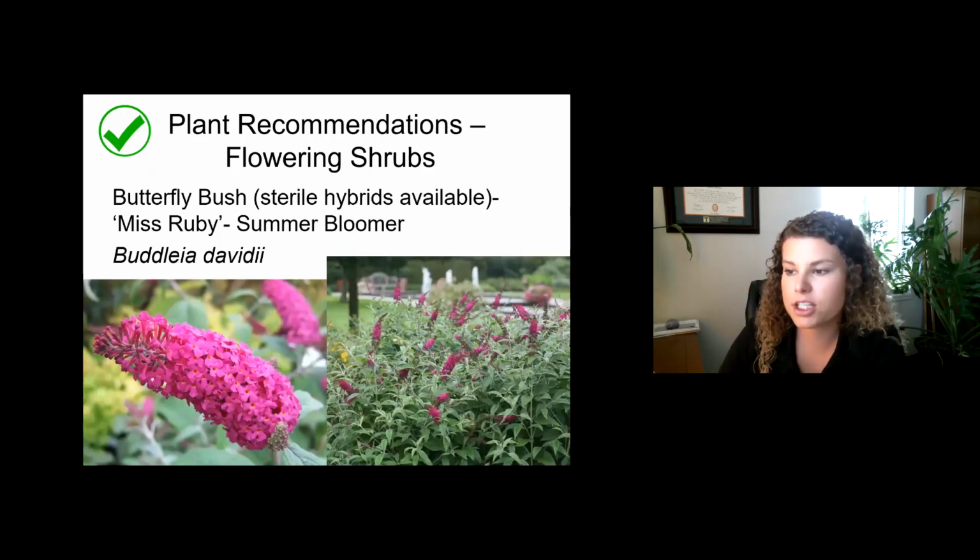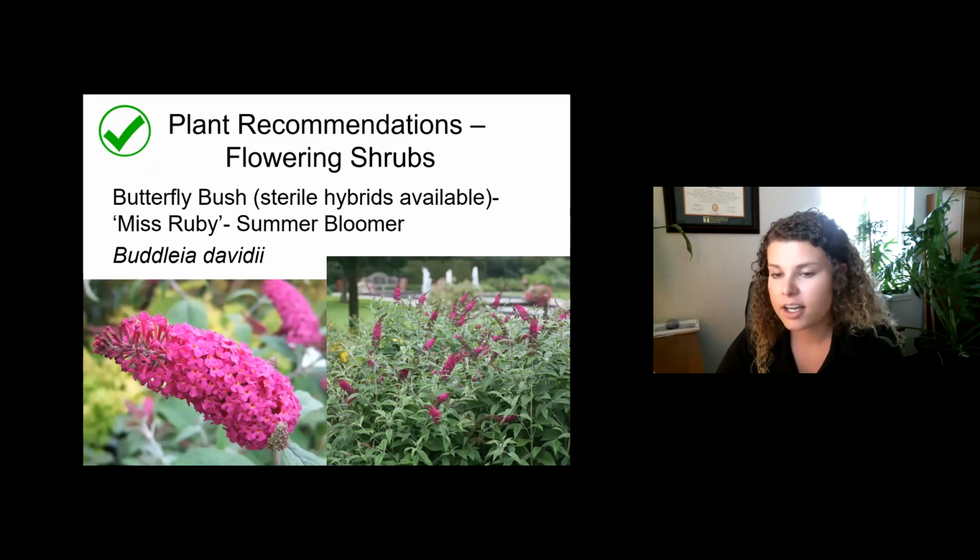A butterfly bush. A lot of people may not want to plant butterfly bushes because they reseed all over the place. There are some sterile hybrids available, which means that they will not do that. One of them is Miss Ruby, which is this one right here. And this is a summer bloomer. It'll bloom all throughout the summer. You'll have butterflies all over it all the time. And it's just gorgeous. So that's a good option.